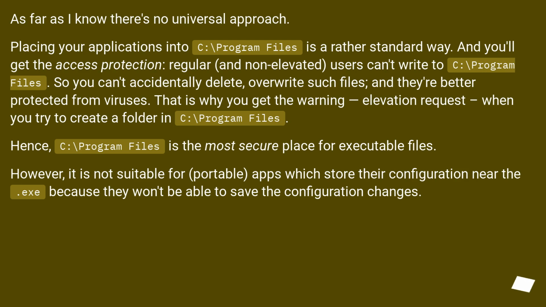That is why you get the warning and elevation request when you try to create a folder in C:/Program Files. Hence, C:/Program Files is the most secure place for executable files. However, it is not suitable for portable apps which store their configuration near the .exe, because they won't be able to save the configuration changes.